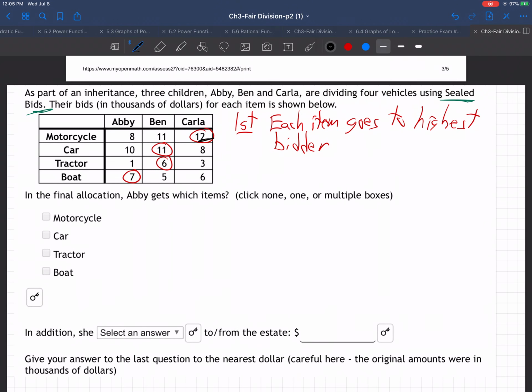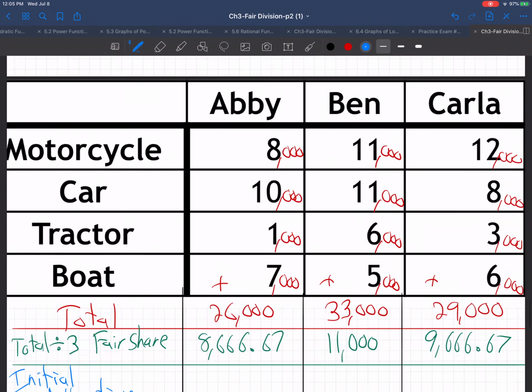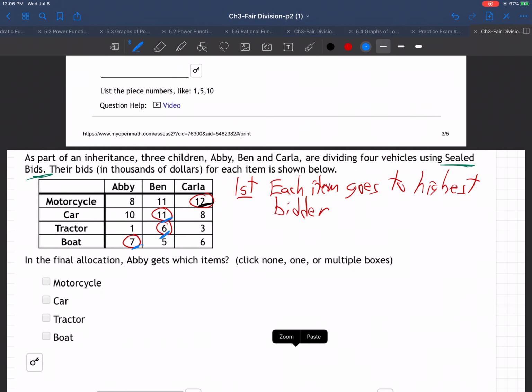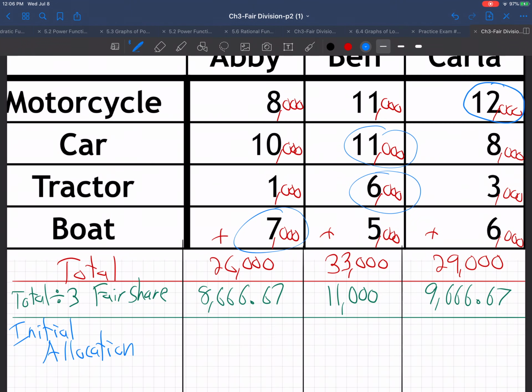Let's see. Carla got the motorcycle, and then Ben the 2 middle, and then Abby the boat. So Carla got this, and then the 2 in the middle, and Abby the boat. Right? I did that right? Yeah. All right. So that's how it went. So that means, circle this a little better.